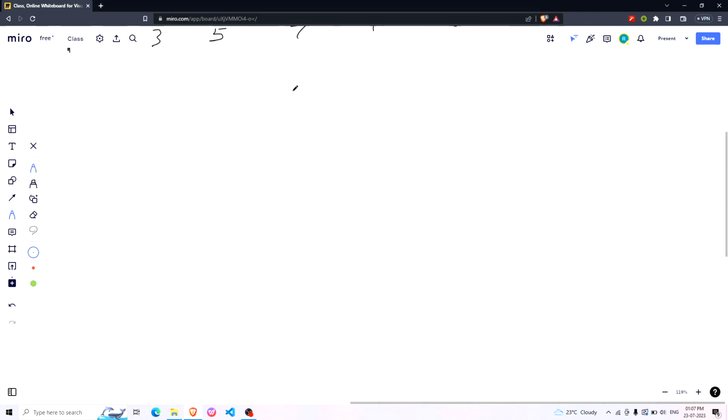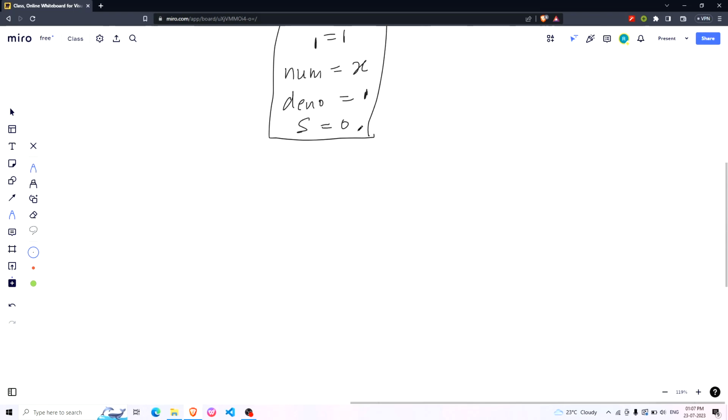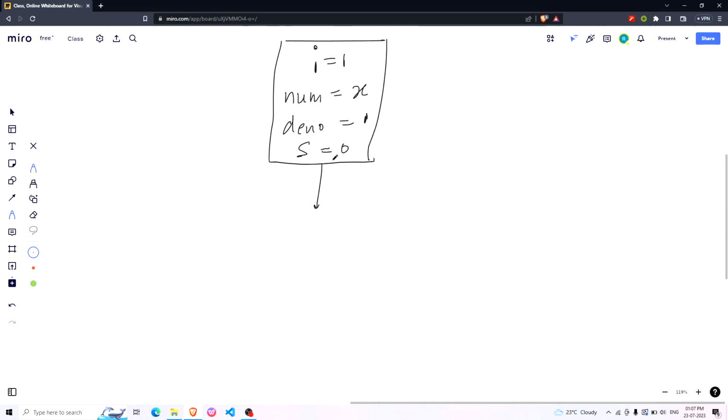Same thing we'll do, but we'll just introduce another variable, which is our old friend I, which will start with 1, and numerator and denominator will be same. Numerator will start with x, denominator will begin with 1, and there will be a variable which will contain the final result, which is s. After that, what should we do? We have to calculate the sum of n terms, right? So we need a variable which will go from 1 to n.